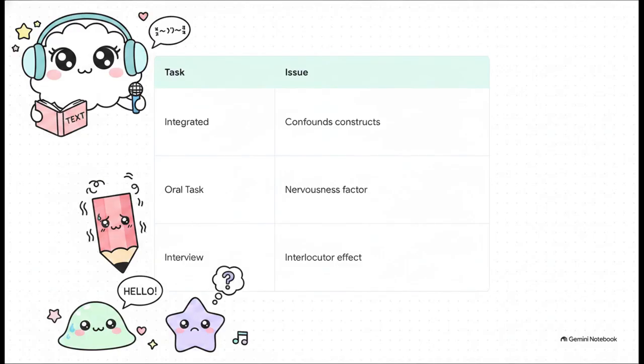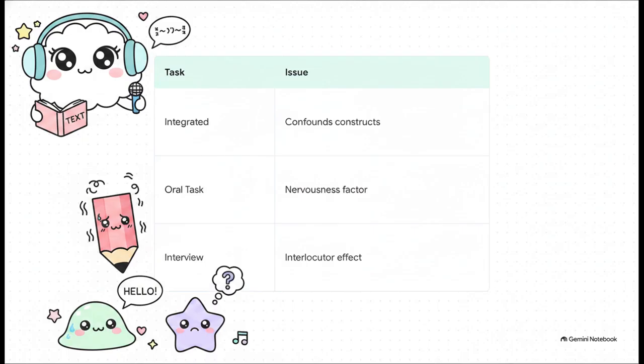We see this complexity pop up in other extended items too. Integrated writing tasks ask a student to read a text, listen to a lecture, and then write an essay combining both. It's incredibly authentic to academic life for sure, but it confounds multiple constructs. If a student scores poorly, was it because they can't write or because they just totally missed the listening part?